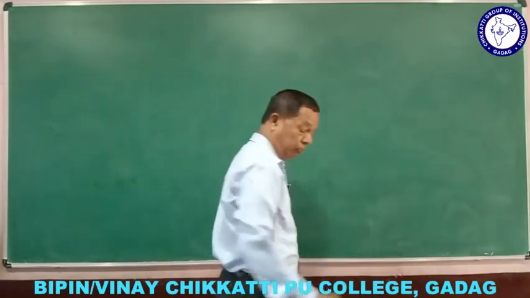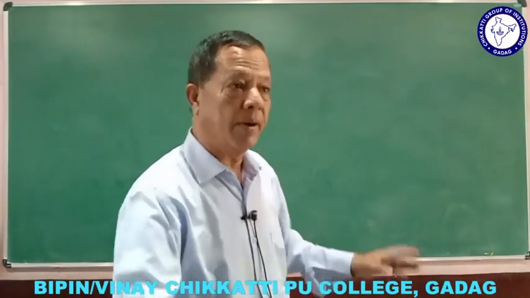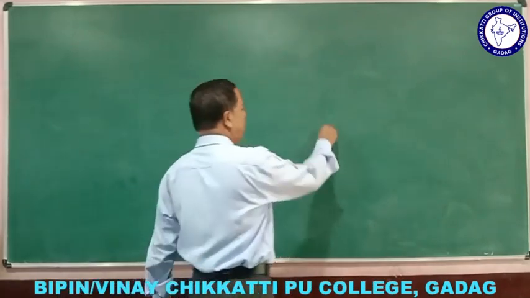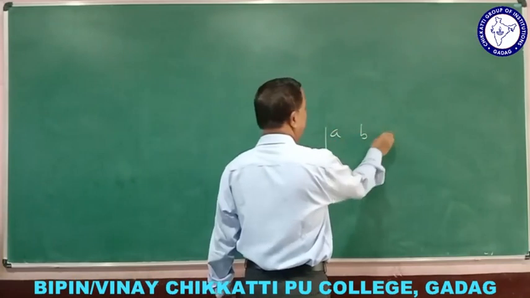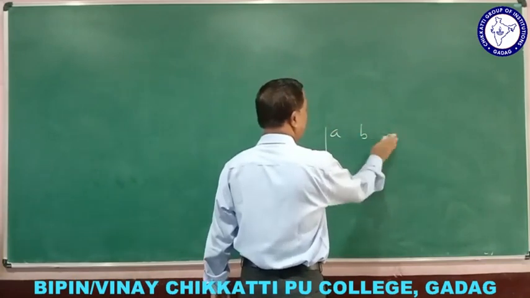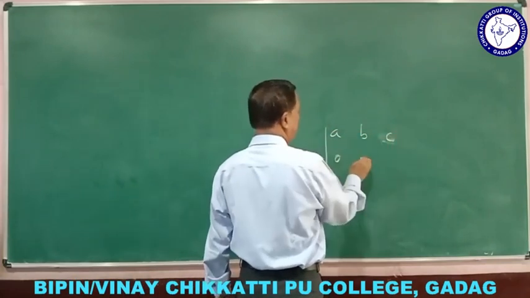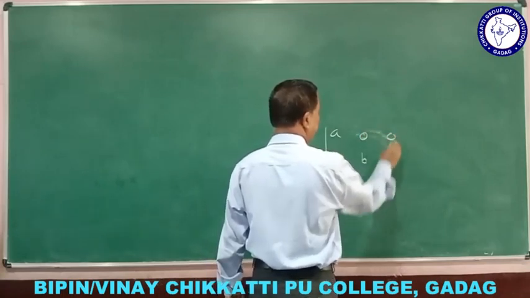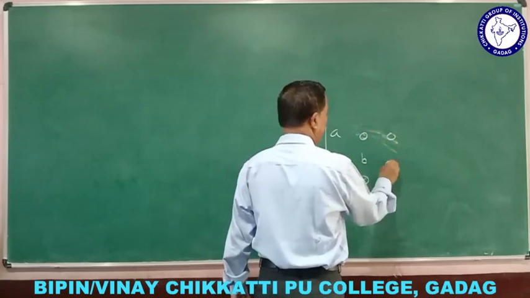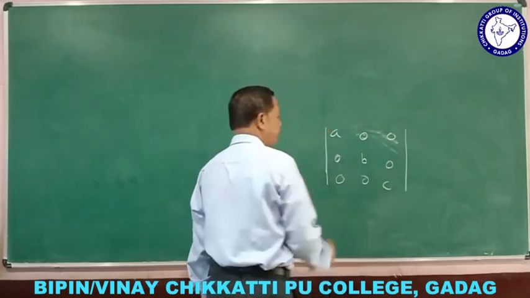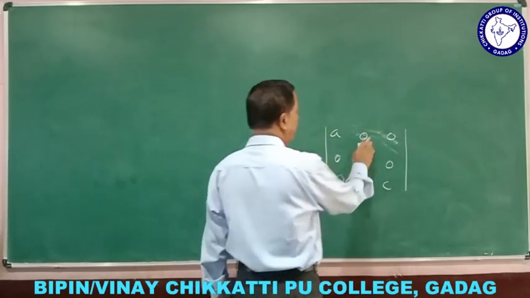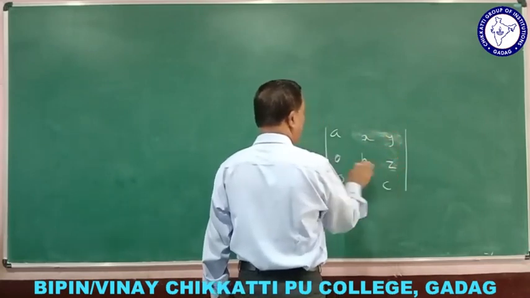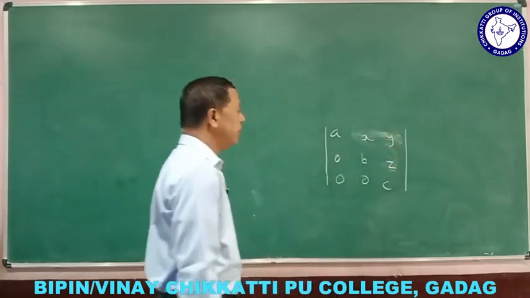And one more, see, I am not explaining according to the textbook, I am explaining according to the simple properties. One example, I take A, B, C, and 0, B, C. See, what is this? This is the determinant. And you have to write x, y, z. What is the value of this determinant? You have to see that.